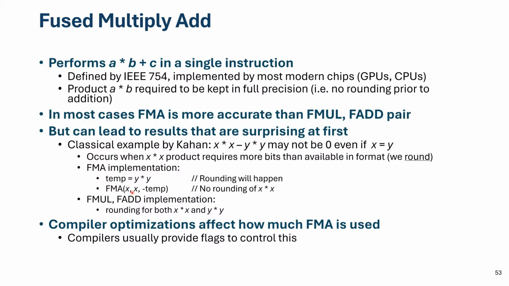So, now in this case, x times x does not get rounded at all, right? Because the IEEE standard requires that this product must be maintained in full precision, and then you do the addition. So x times x didn't get rounded, this temp value did get rounded, and now you subtract the rounded value from the unrounded value. So if you lost bits during the rounding, now you can actually get a non-zero answer. Whereas if you do an fmul and fadd sequence, then fmul of y happens and you get rounding, then fmul of x happens and you get rounding, and then you do addition. And in that case, you will get a 0 every time.